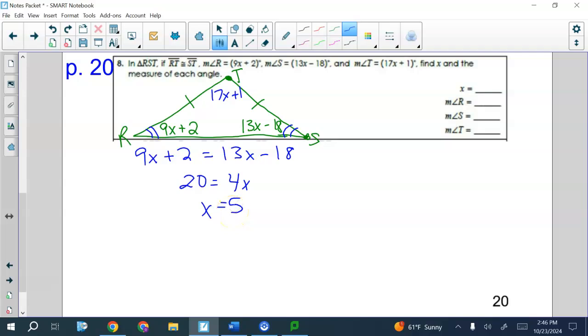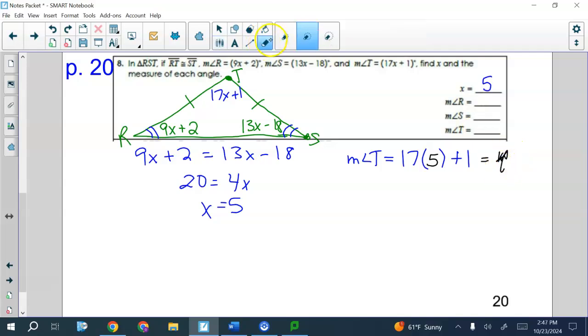All right, and then the last step, we want to find what each of those angles are. So we can plug that back in if I want to find the measure of angle T. I'm going to plug that back in for 17x plus 1. Well, x was 5, so 17 times 5 would be 85 plus 1 equals 86. So that's the measure of angle T.